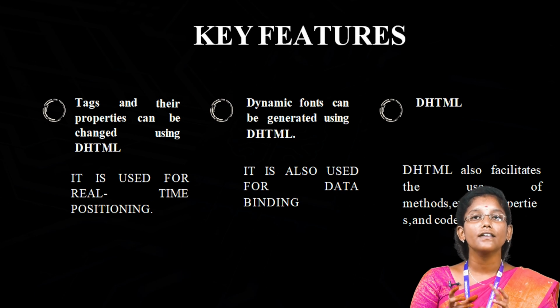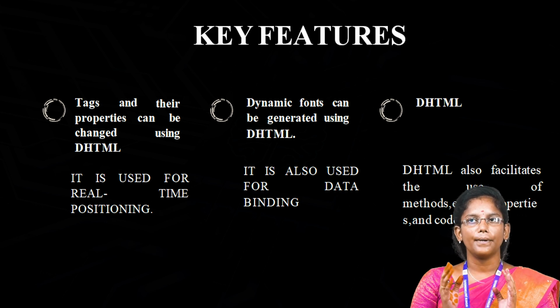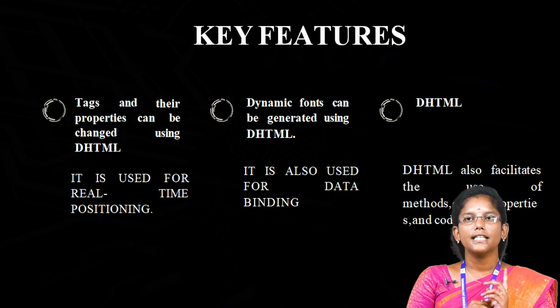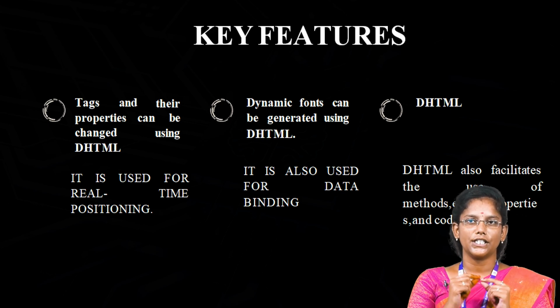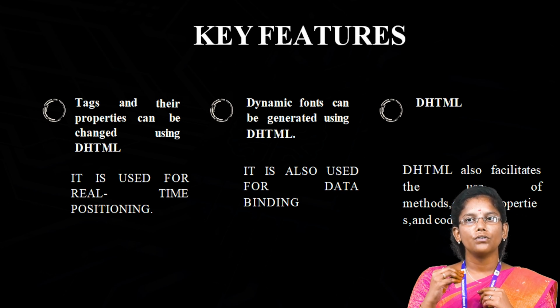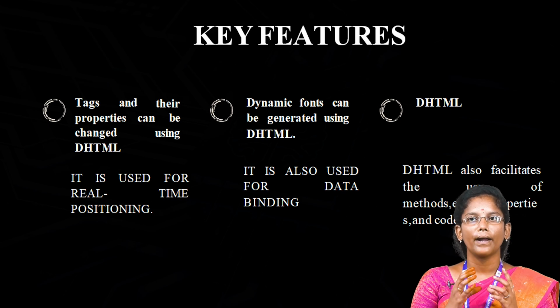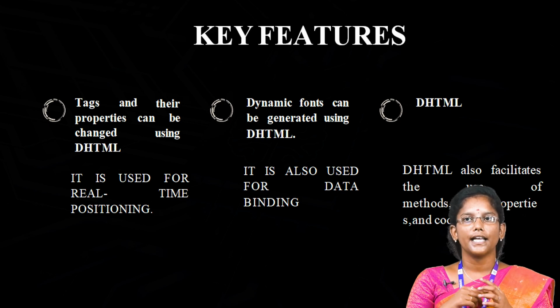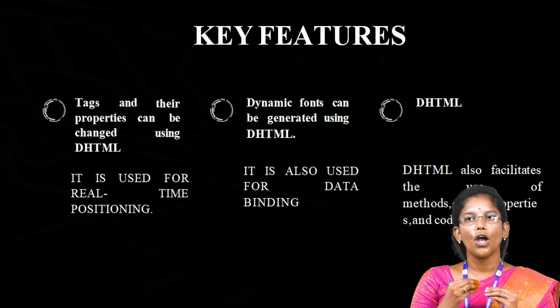Next topic is key features of DHTML. First one, tags and their properties can be changed using DHTML. Second one, it is used for real-time positioning. Third one, dynamic fonts can be generated using DHTML. Next, it is also used for data binding. It makes a web page dynamic and is used to create animations, games and applications, along with providing new ways of navigating through websites. Next, the functionality of a web page is enhanced due to the low bandwidth usage of DHTML.